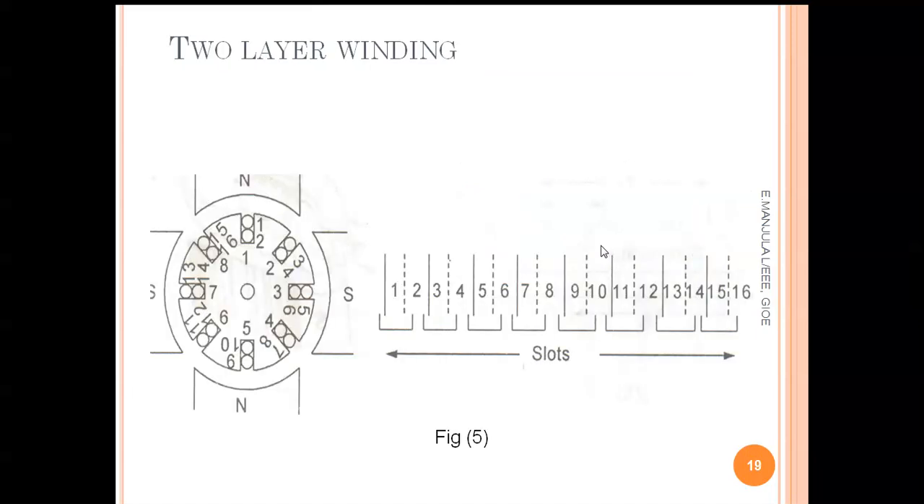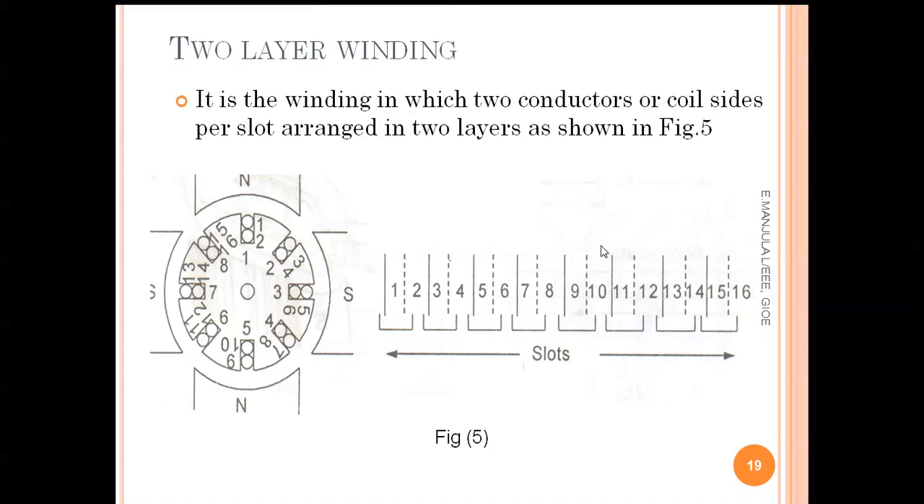So what is two layer winding? Two layer winding is where in a single slot we are using two conductors. So it is a winding in which two conductors or coil sides per slot are arranged in two layers, as shown in the figure here. See, there are two conductors in one slot. So here if you see, one and two conductors in one slot. Okay, so it is a two layer winding.